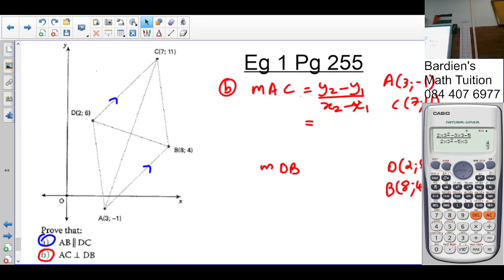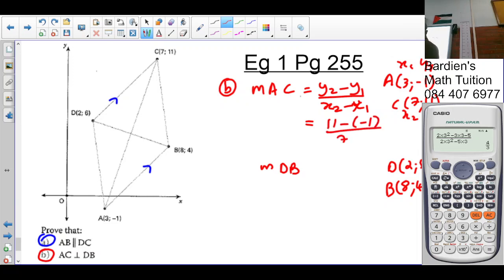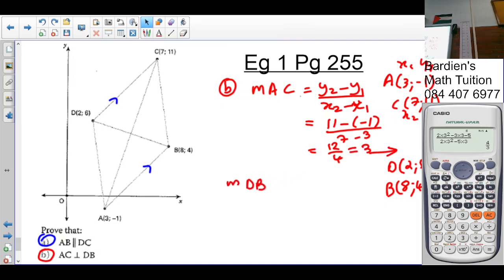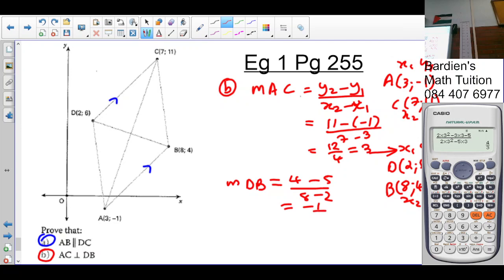Alright, let's just wrap this up quickly. So if this is x1, y1, x2, y2, it's going to be 11 minus 1 over 7 minus 3. 11 minus 1 is 10... 12 over 4, which is 3. Okay? The gradient of DB, again x1, y1, x2, y2, will be 4 minus 5 over 8 minus 2. So it's negative 1 over 6.